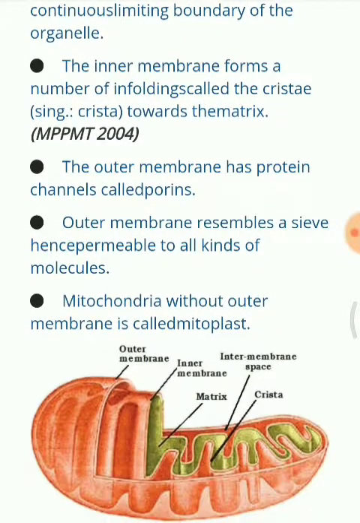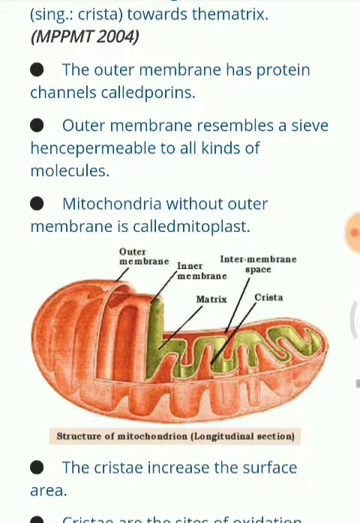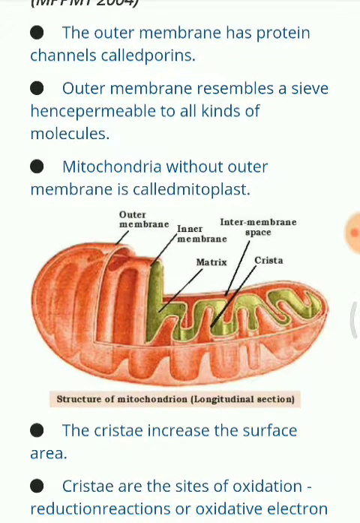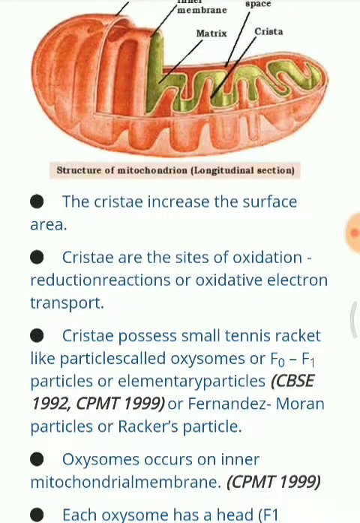The outer membrane has protein channels called porins. The outer membrane resembles a sieve, hence is permeable to all kinds of molecules. Mitochondria without an outer membrane are called mitoplast. The cristae increase the surface area. Cristae are the sites of oxidation-reduction reactions or oxidative electron transport.